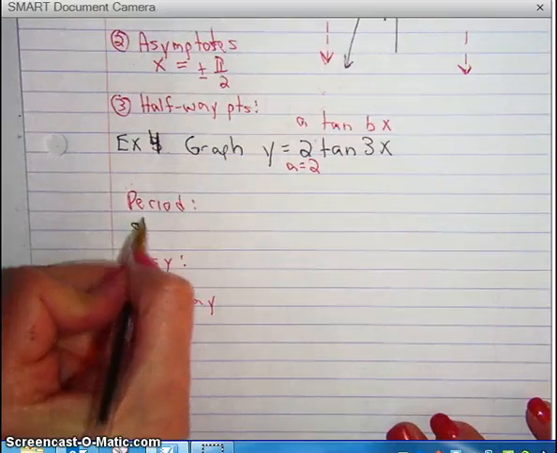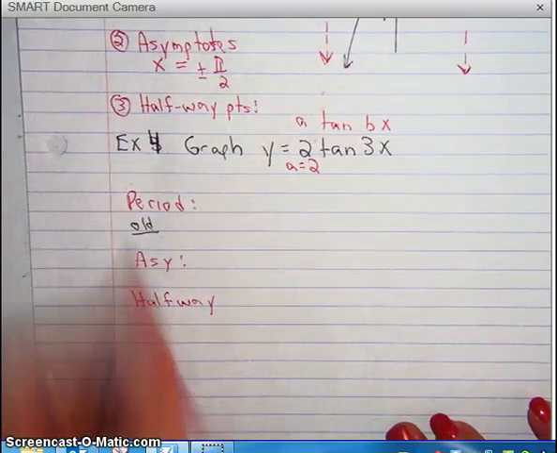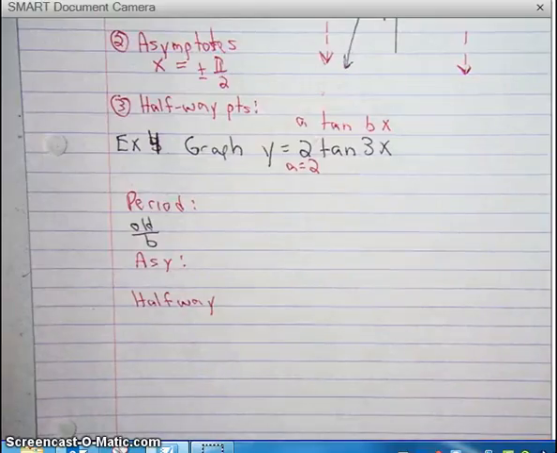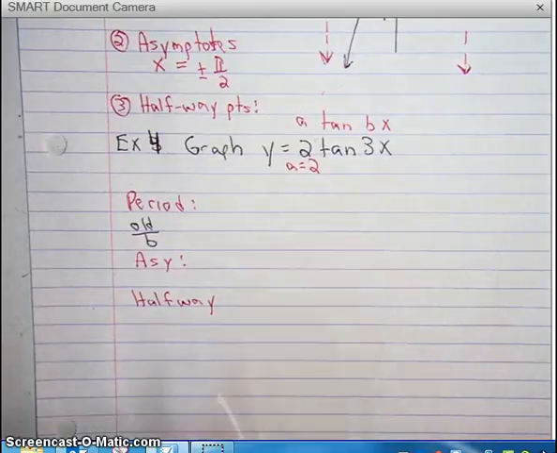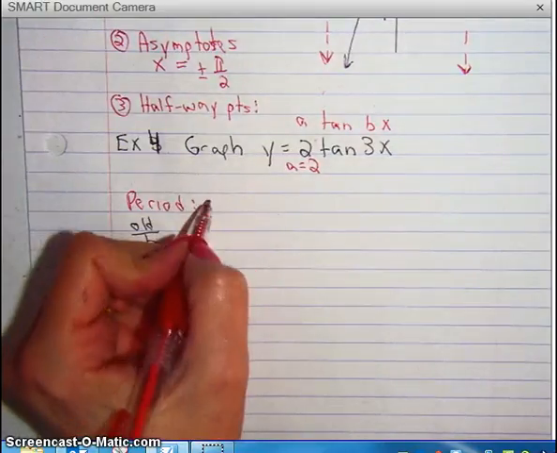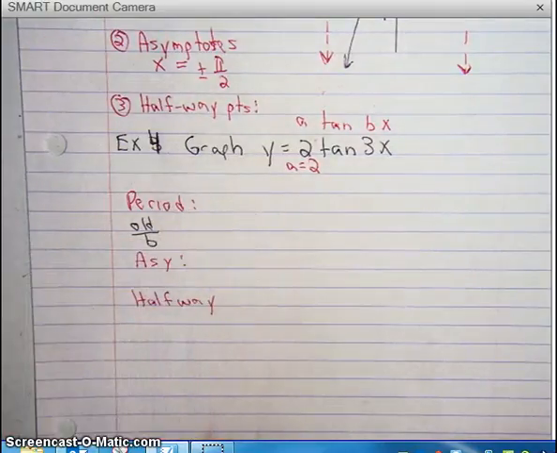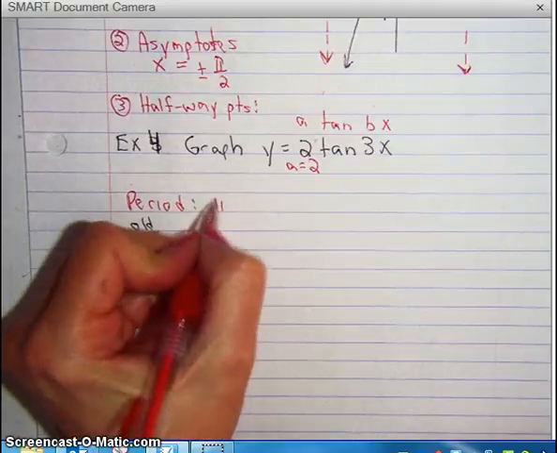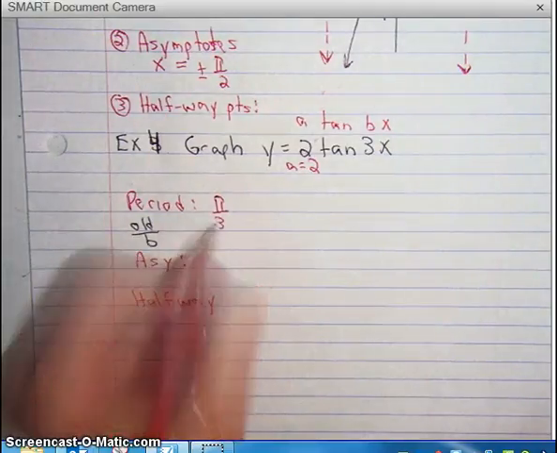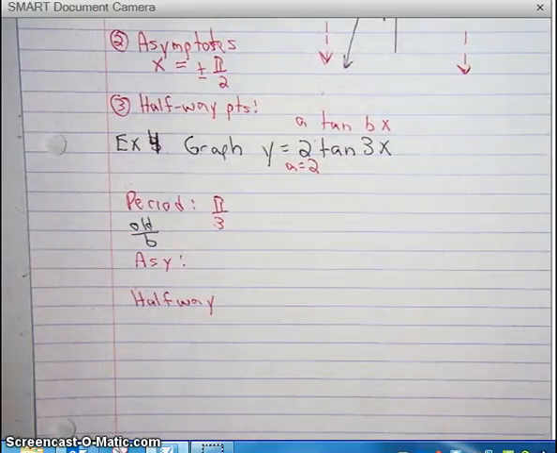The new period is the old period divided by b. So can anybody set us up for that? Anybody set us up for old period of tangent? Sydney, what do you got? Pi over 2. The old period for tangent? Yeah. Right? Close. Or is it pi? Pi divided by the b value, which is 3. Very good. So it's pi over 3.